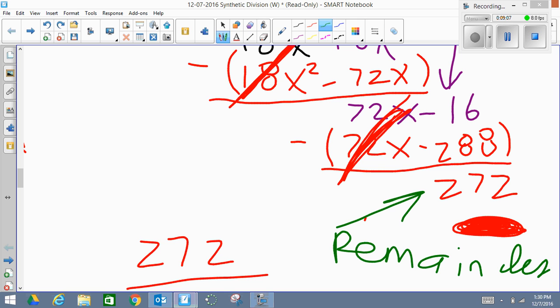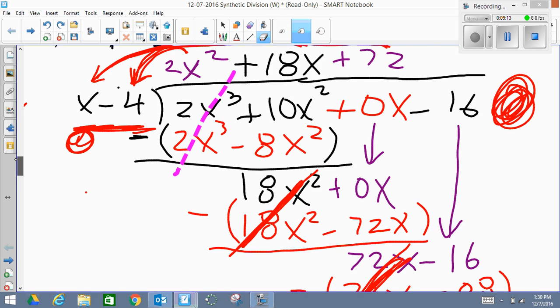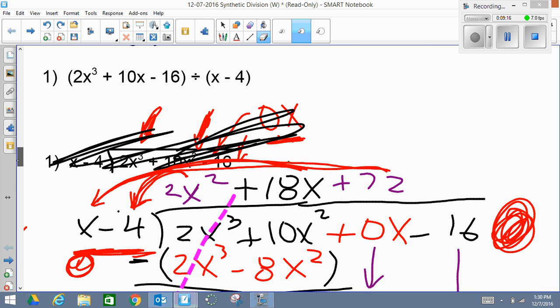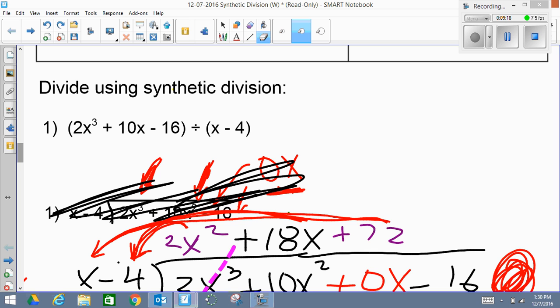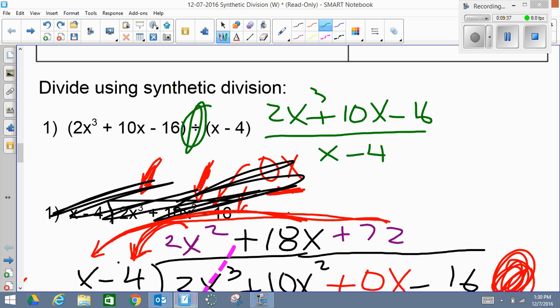So how can I write this down? Let me write the answer. Let me erase a couple things here. This is the way you should always write it. My original problem was 2x cubed plus 10x minus 16, which is on the top, over, which is division, x minus 4 is equal to my answer.